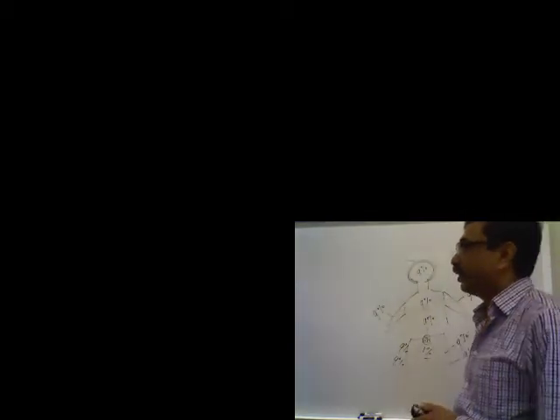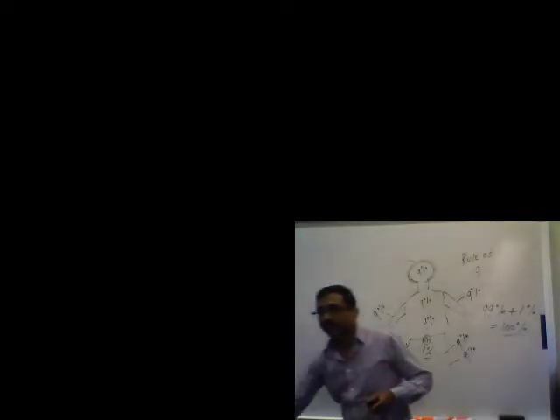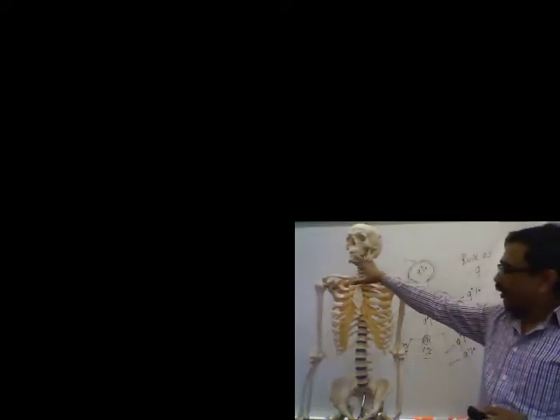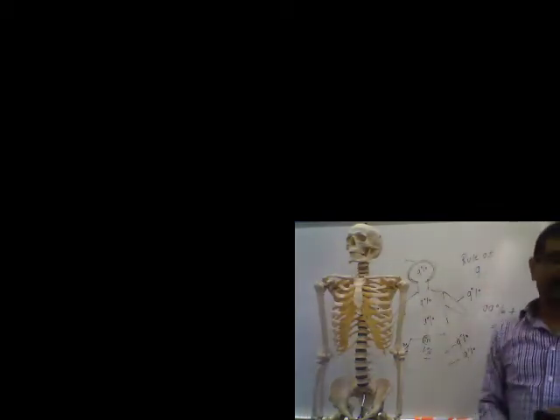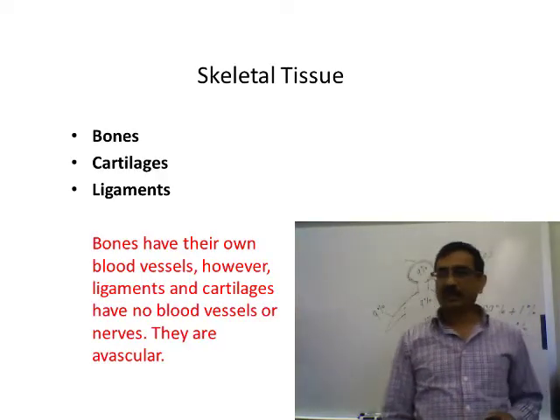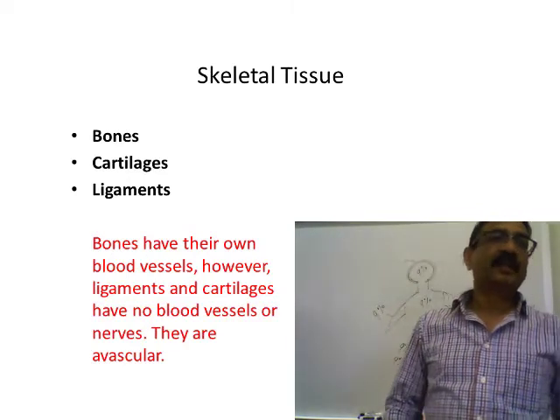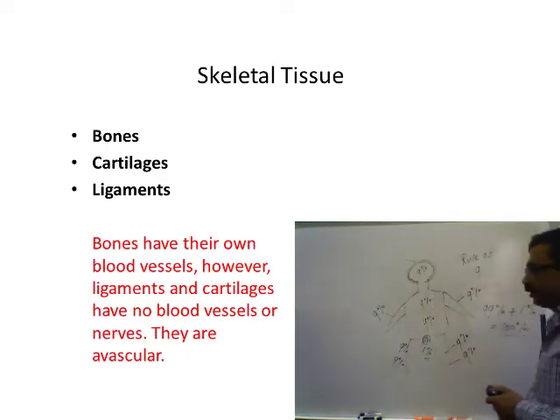We'll talk about the skeletal tissue. Skeletal tissue is the term we use to indicate the tissue that forms the skeleton. So, skeletal tissue structures include the bones, cartilages, ligaments. Those are the skeletal tissue structures.